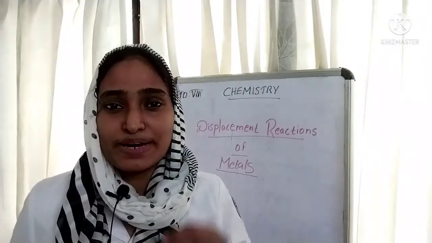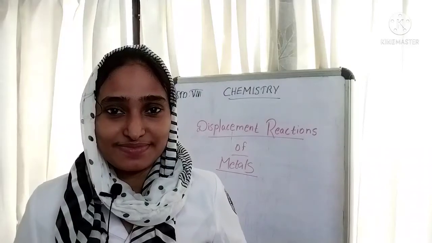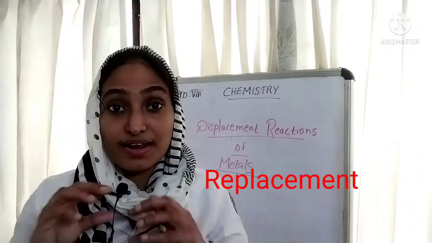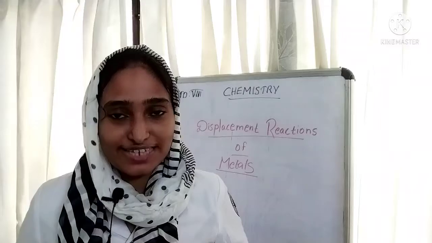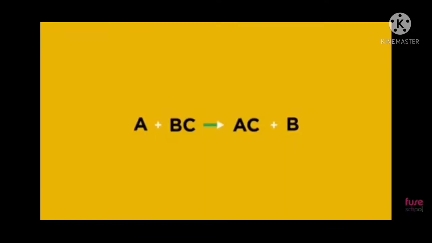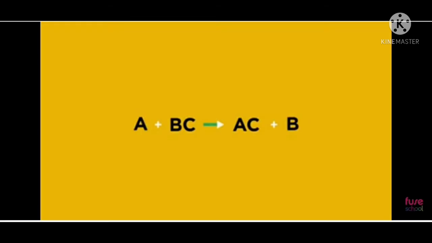Children, what do you mean by displacement? Displacement means replacement. For example, consider a chemical reaction A plus BC gives AC plus B. Here A replaces B to give AC by a chemical reaction. This replacement is known as displacement, and these types of reactions are called displacement reactions.